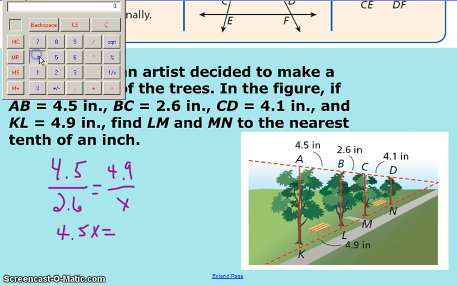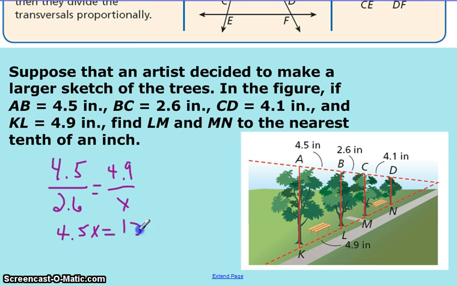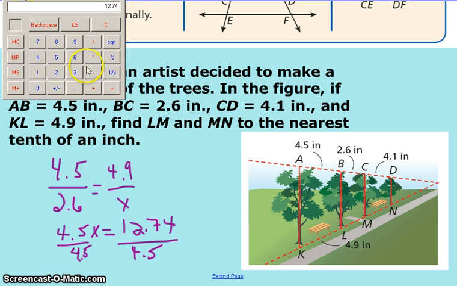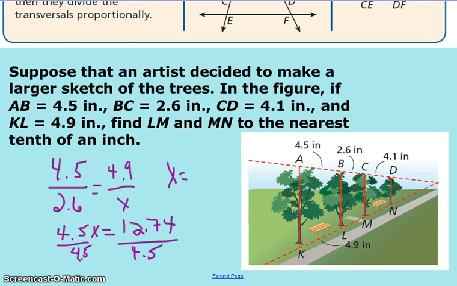So we're going to have 4.9 times 2.6. And that's going to be what? 12.74. So we're going to have to divide that by 4.5. And we're going to have x is equal to, what was that again? 2.83. To the nearest tenth of an inch, so it looks like just 2.8 inches.